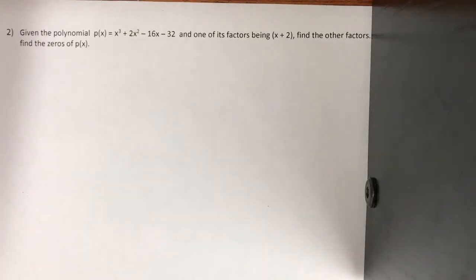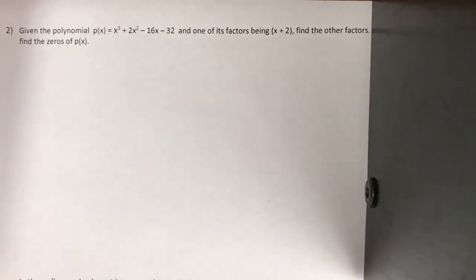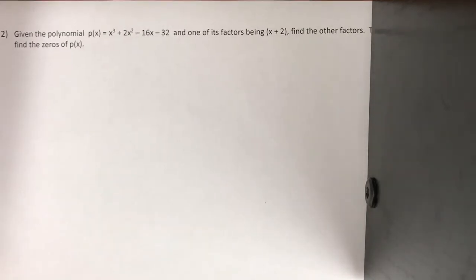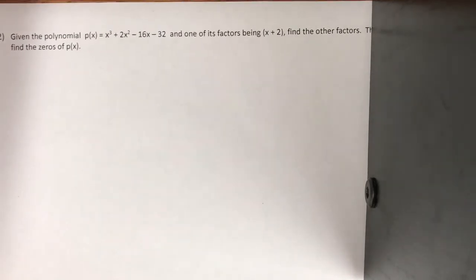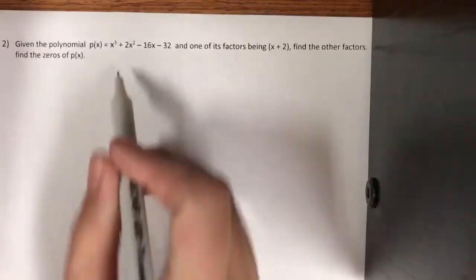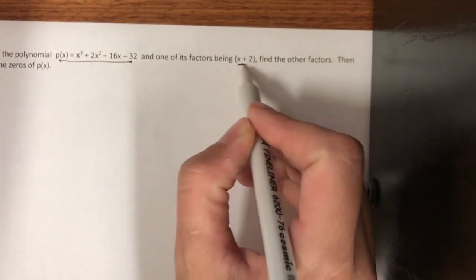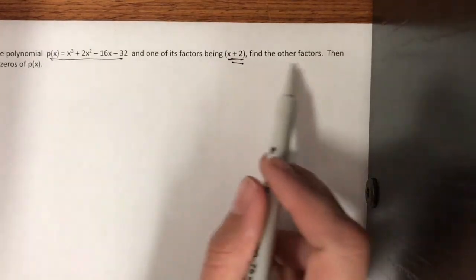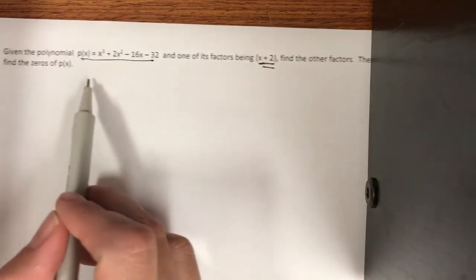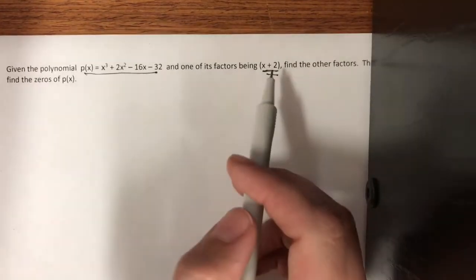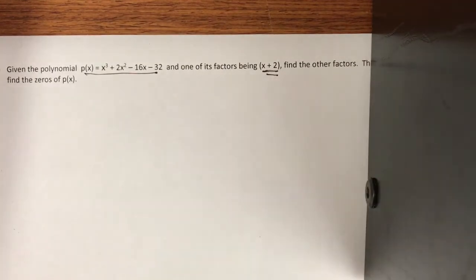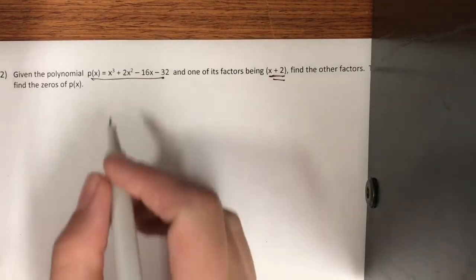All right, here is another example of finding the zeros of polynomials by factoring it. So we first have this polynomial here, and one of its factors is x plus 2. Find the other factors, then find the zeros. So I know a factor right away, so that tells me I'm going to divide by that factor.